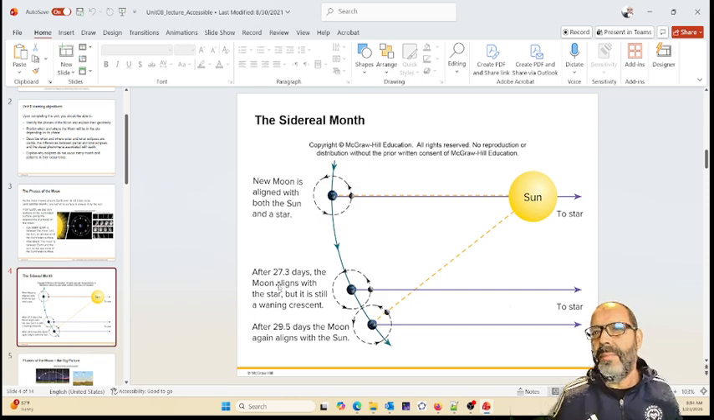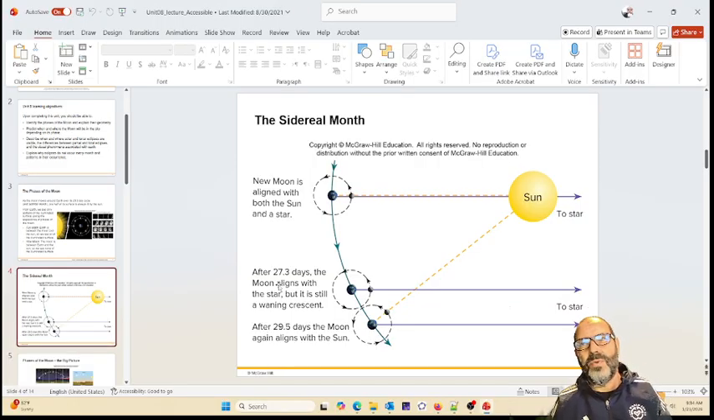For Newton, when he came up with his equations for the laws of gravity, he could not use 29 and a half because that's not the actual rotation of the moon around the Earth. He had to use 27.3 days because that's the actual rotation of the moon around the Earth.